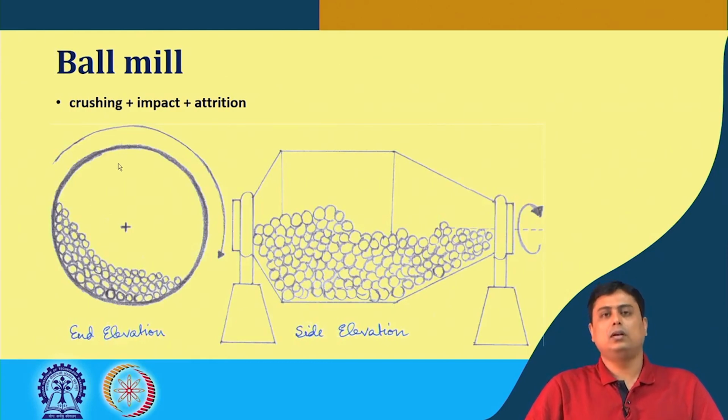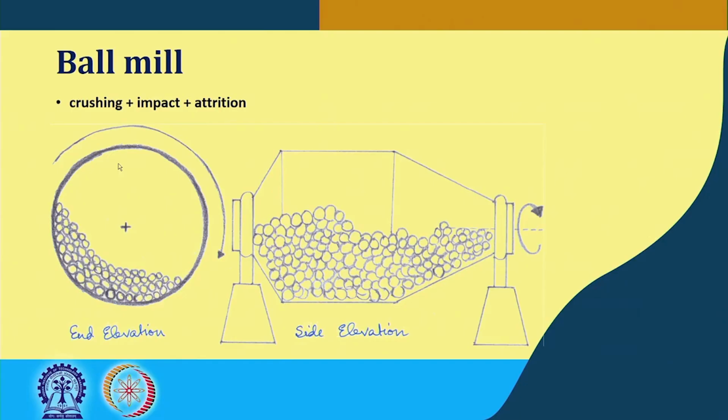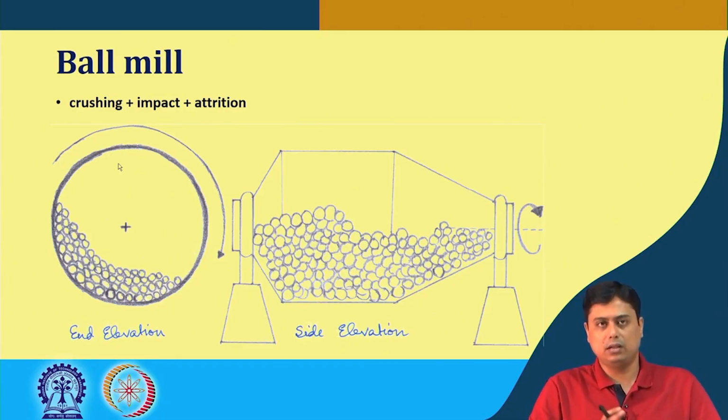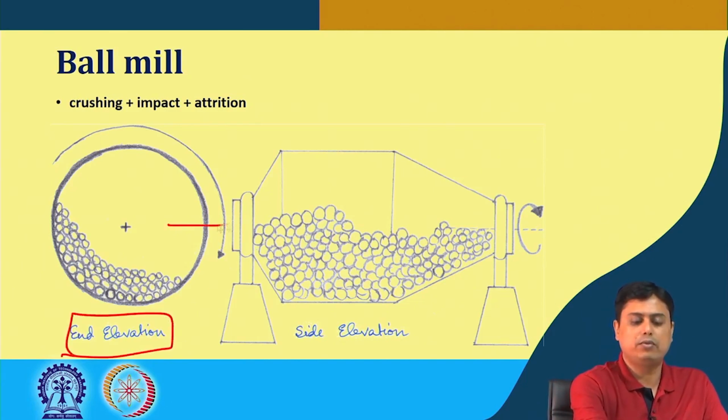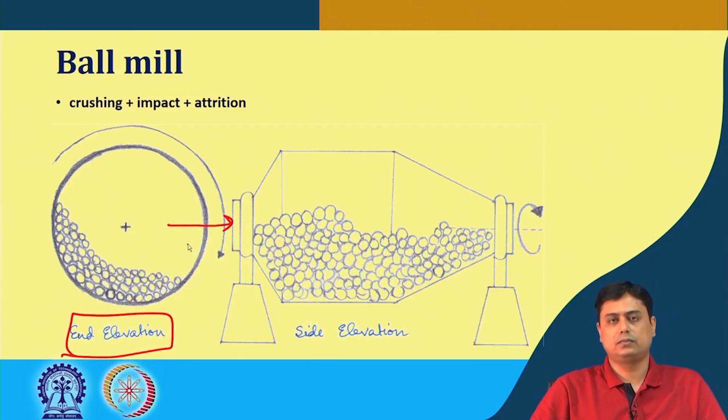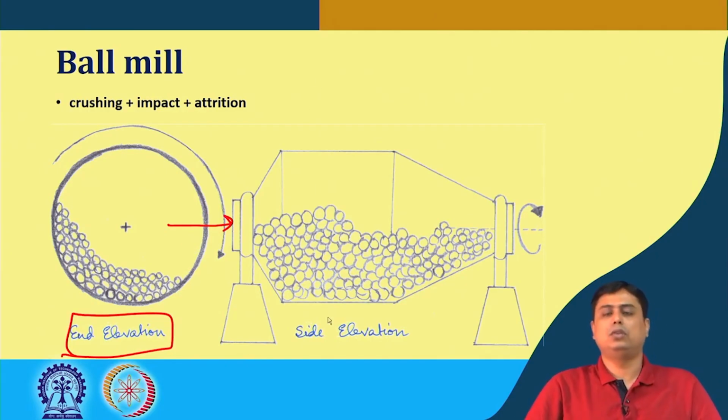One of the very popular milling or grinding equipment is the ball mill. That also uses these three stress mechanisms: crushing, impact and attrition. So this is a schematic of the ball mill. Here it is the end elevation, if we look at it from this side, and this is a side view, a three-dimensional cutaway view of a ball mill.